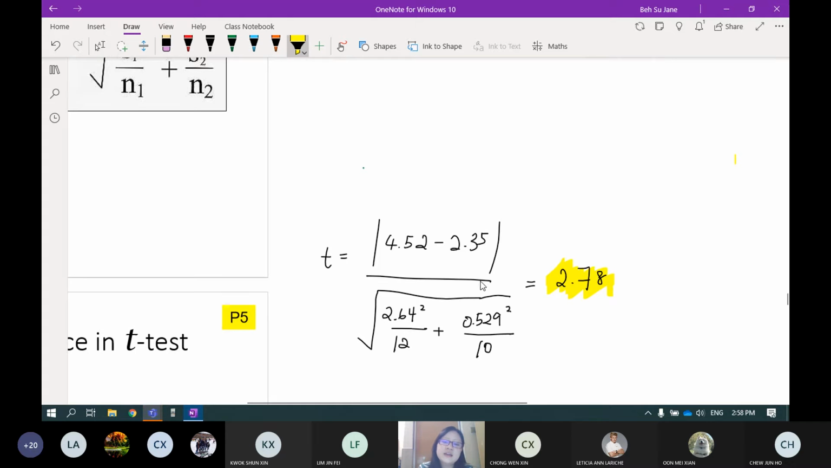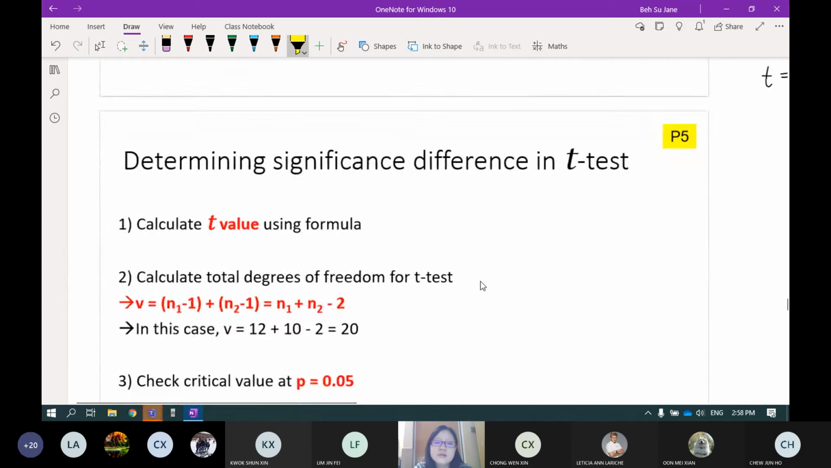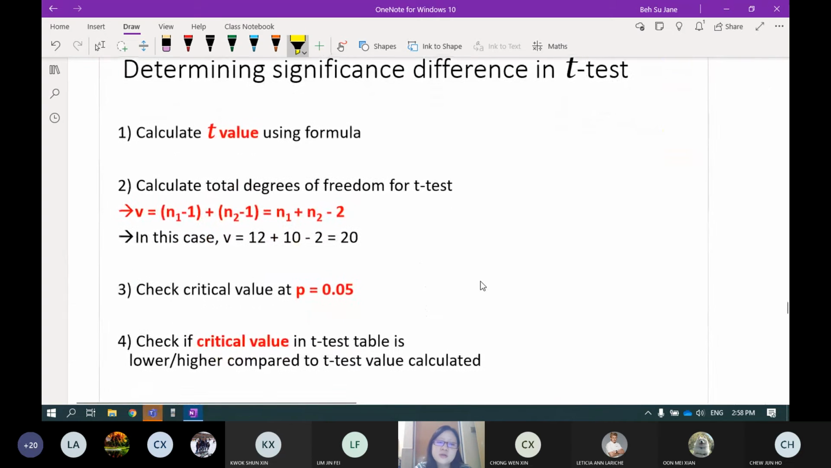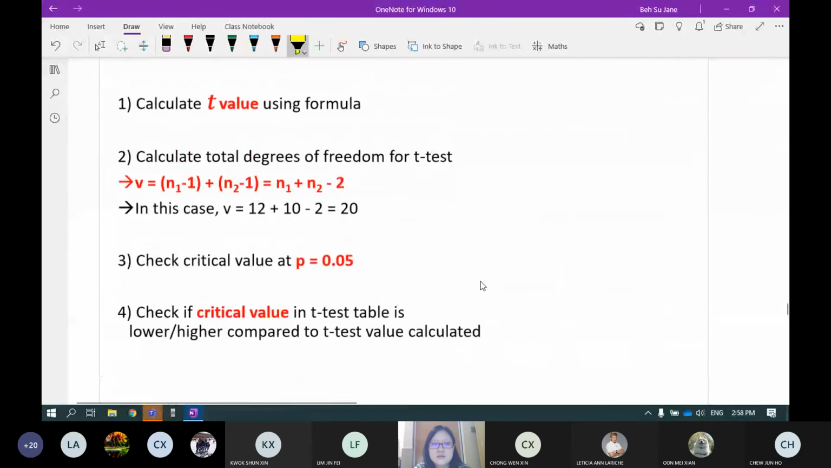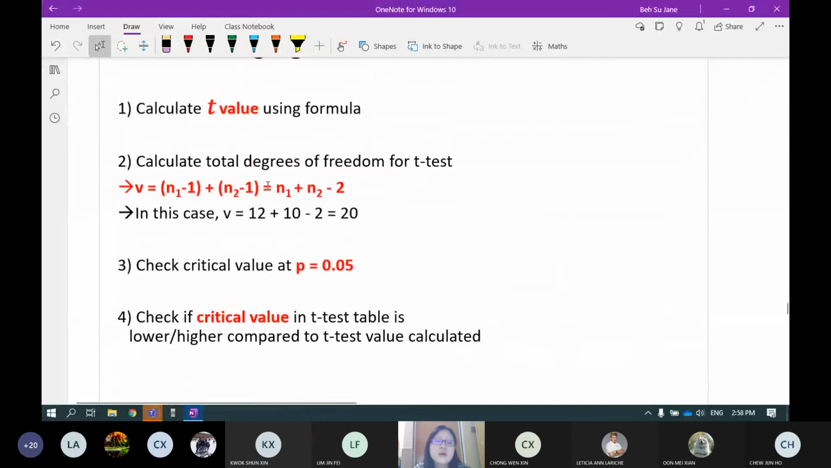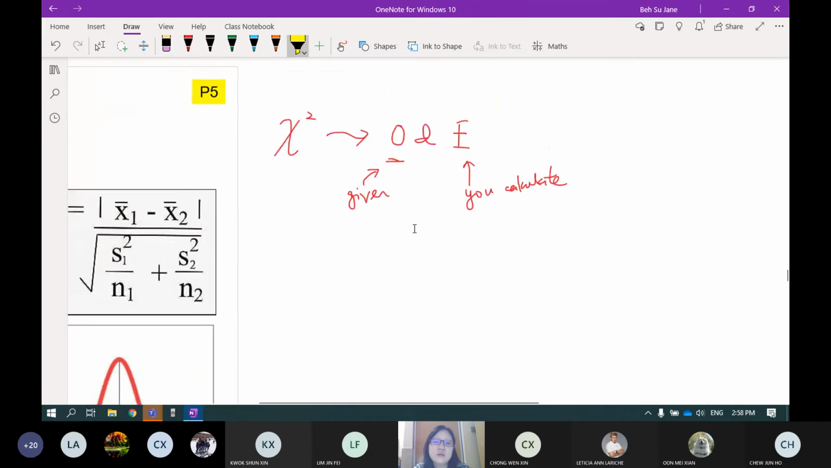Okay, so here you find the t-test value at 2.78. So how do you see whether the difference is significant? You look at a table. So what do we need? Well, we need our t-test value, and we need our degree of freedom. You can see here, this is different from chi-square. In the chi-square test, you only have one set of data, and then you find the expected yourself, remember?